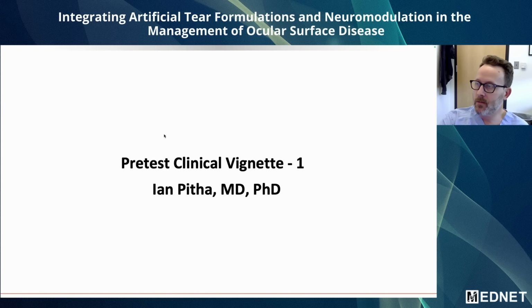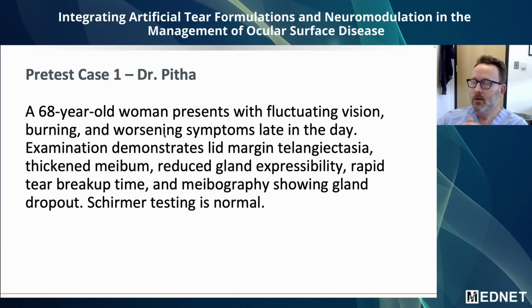All right, to move on to my presentation, I'd like to start with a clinical vignette. Here we have a 68-year-old woman who presents with fluctuating vision, burning and worsening symptoms late in the day. Examination demonstrates lid margin telangiectasia, thickened meibum, reduced gland expressibility, rapid tear breakup time, and something called meibography showing gland dropout. The Schirmer test is normal in this patient.